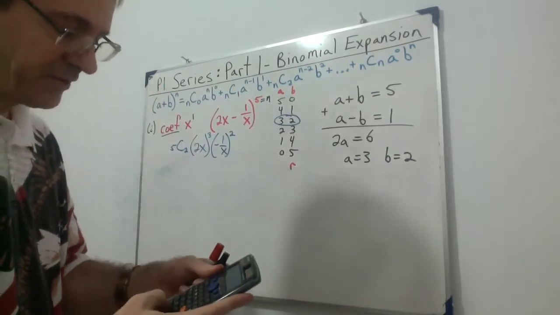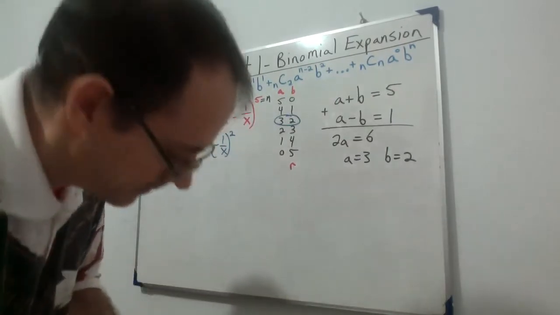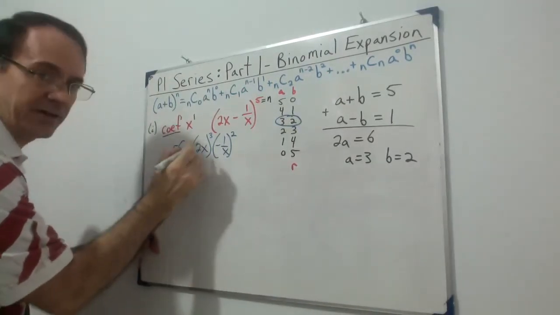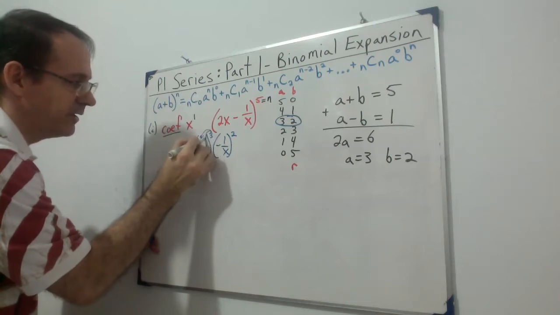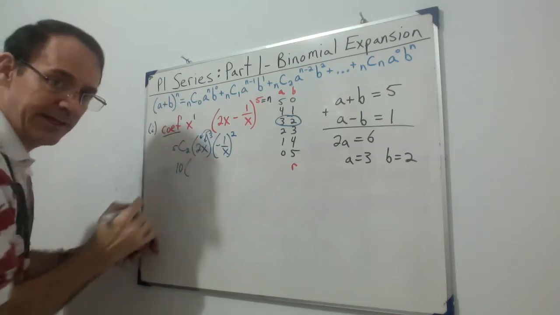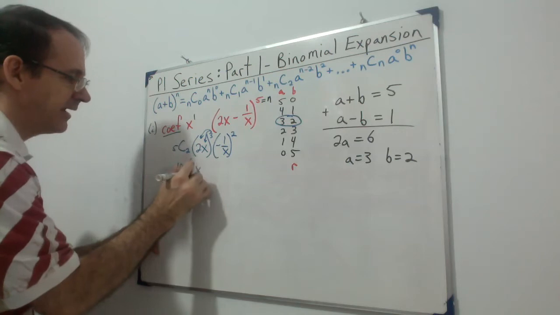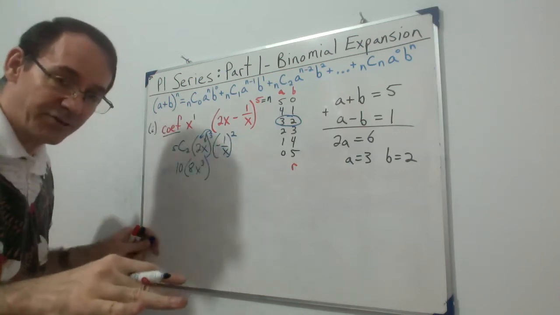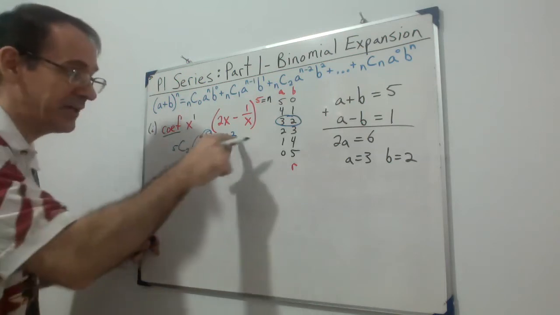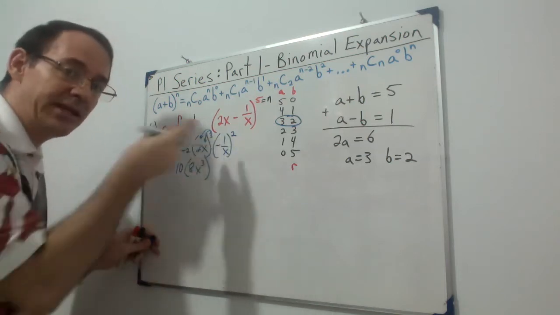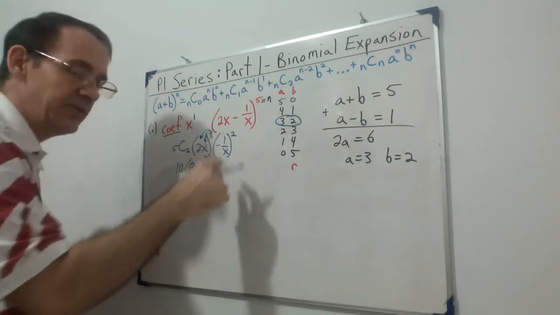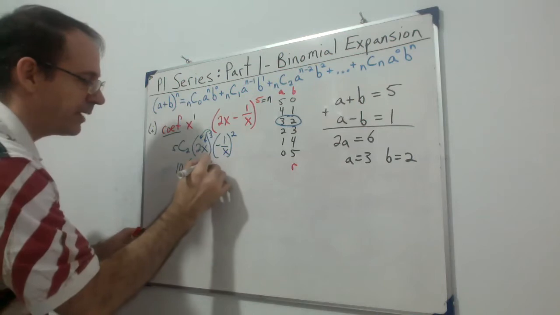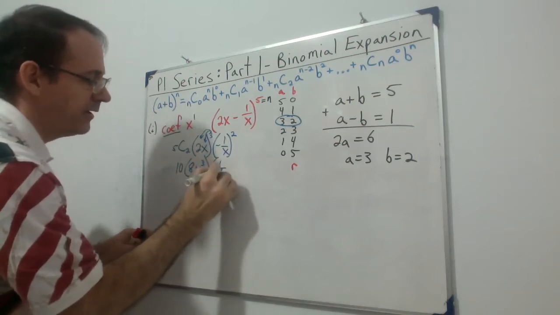So 5C2, we do that really quickly on your calculator. 5 shift nCr 2, and you get 10. So we get 10 times 2 cubed. Don't forget to distribute exponents over multiplication. So you get 8x cubed. Here, a negative squared cancels, positive. If it were cubed, it would still be negative. So be careful with negative signs. Even power, they turn positive. Odd power, they stay negative. So it's positive 1 over x squared.